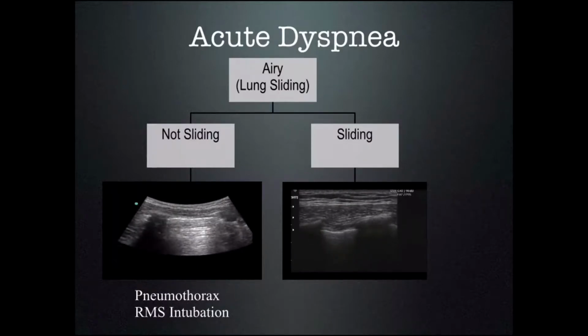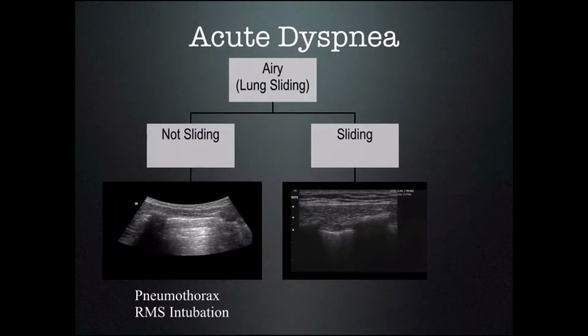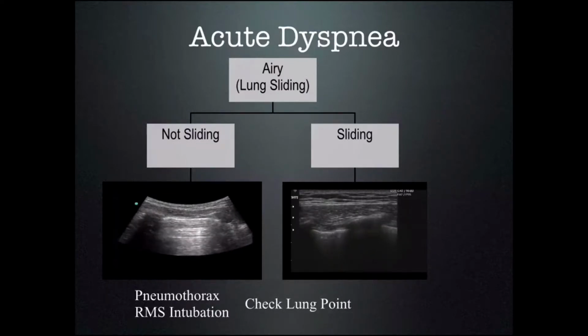If the patient is intubated, then I could have a couple diagnoses in mind. It could be that I have no sliding because I have a right main stem intubation, therefore the left lung is not sliding, or an esophageal intubation and neither lung is sliding. So I better look for the lung point if it's not sliding and I'm considering a pneumothorax.